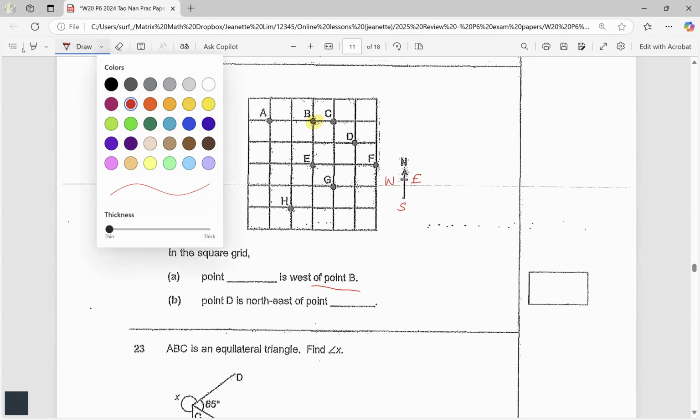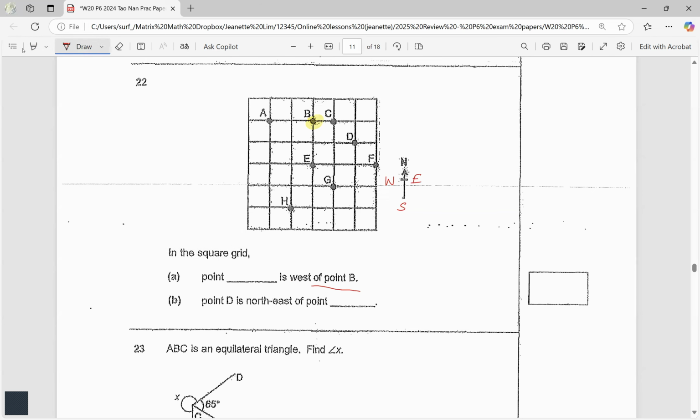West is this way. Okay, west. So point A. "Of point B" means you start from point B and then you go to the west. Okay, so for part B, point D is northeast of point what? So we are supposed to find the original point now.